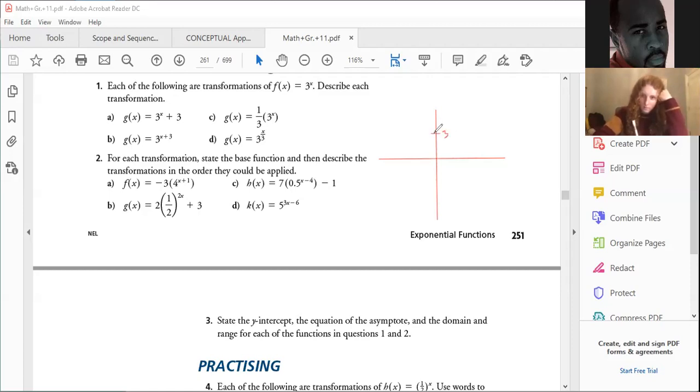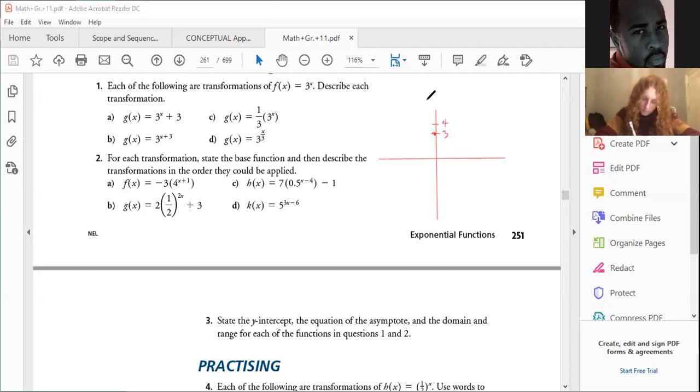So 3 is both the y-intercept and the asymptote. That doesn't work then, because it can't be constantly approaching a number if it's on the number. So it's 3 to the 0, which is 1, and 1 plus 3 is 4. The y-intercept is 4, Sophie. The y-intercept is 4.